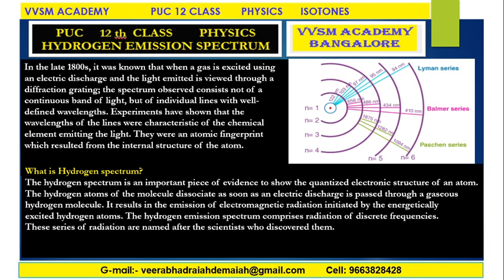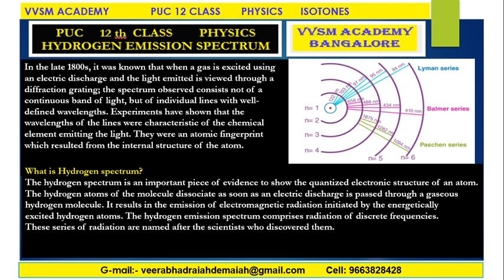What is the hydrogen spectrum? First of all, before knowing the hydrogen spectrum, you should know what is meant by a spectrum. A spectrum is a phenomenon that occurs when a light ray passes through the prism. You will get the spectrum of light, VIBGYOR, that is violet, indigo, blue, green, yellow, orange, red colors formed on the photographic plate. So the hydrogen spectrum is an important piece of evidence to show the quantized electronic structure of an atom.